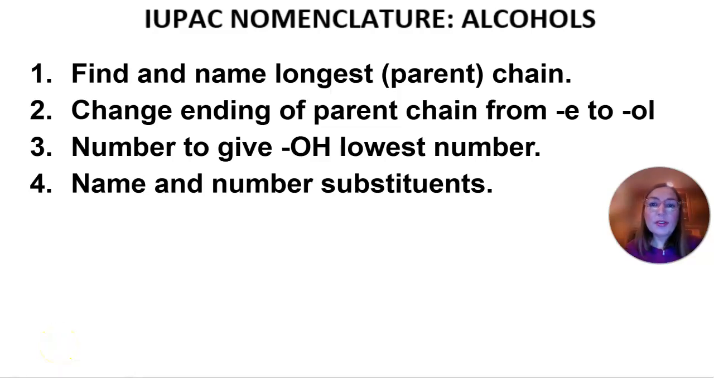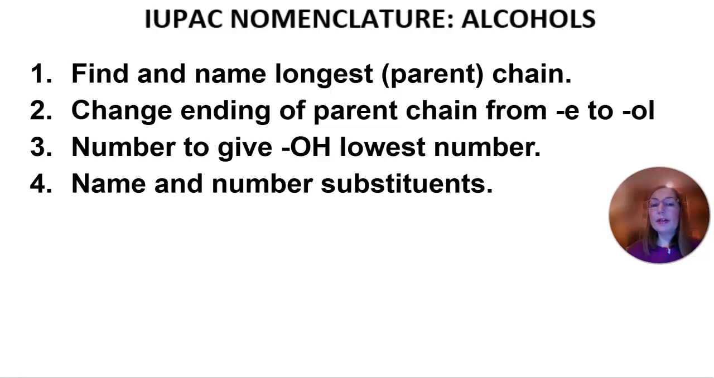In this video, we're going to learn how to name some alcohols. So, IUPAC nomenclature of alcohols. What are some rules to naming alcohols? Well, first we need to find and name the longest continuous parent chain, as we call it. And then we need to change the ending of that parent chain from E to OL. So think ethane changes to ethanol.